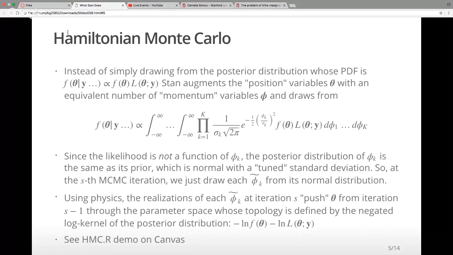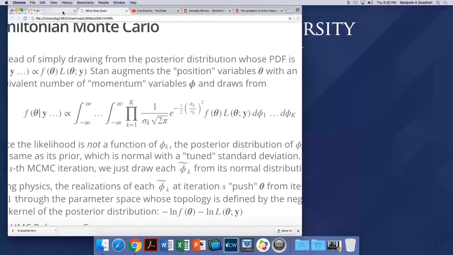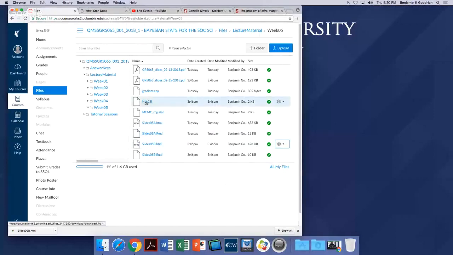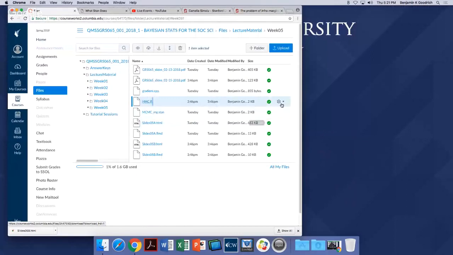Okay, so we have the momentum variables pushing the thing around. We have contours that are being defined by this log posterior kernel, and it moves around according to the physics in that system. And I will attempt, this might not work, to show you a demonstration of that. There's a file on Courseworks called hmc.r, which I will try to download.